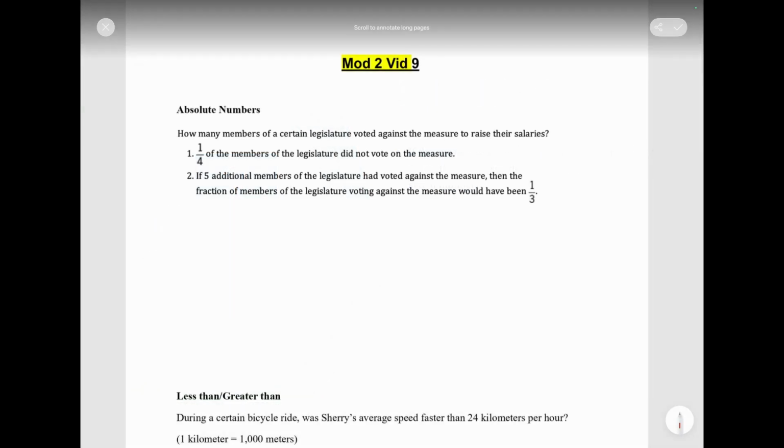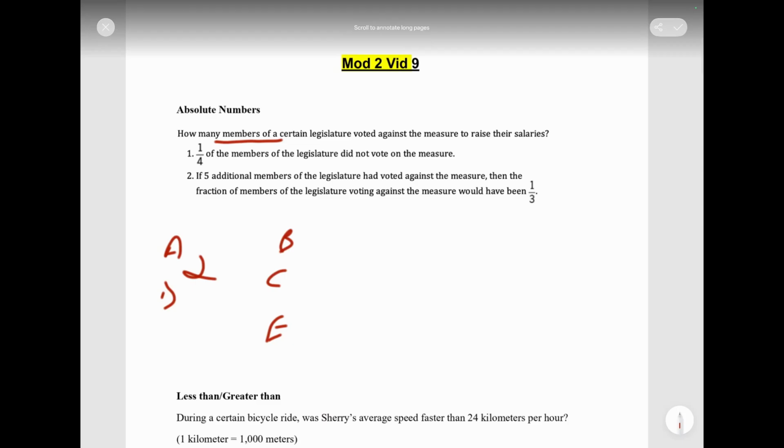So here's the question. It says how many members of a certain legislature voted against the measure to raise their salaries. Now the question is how many members. It's not a yes no type question, it's a value question. So now if I look at the two statements, so we've got our AD, BC, E. The first statement says 1/4 of the members of the legislature did not vote on the measure. Tells me nothing. So A and D are definitely out, because I don't get any absolute number anywhere in the first statement.